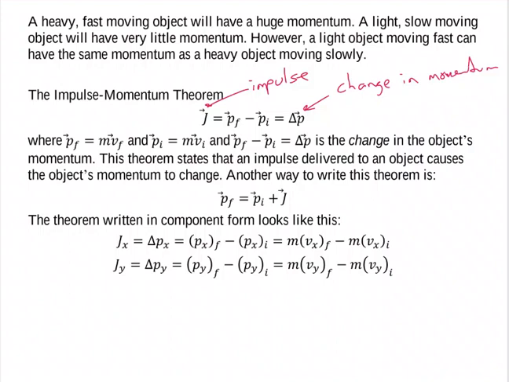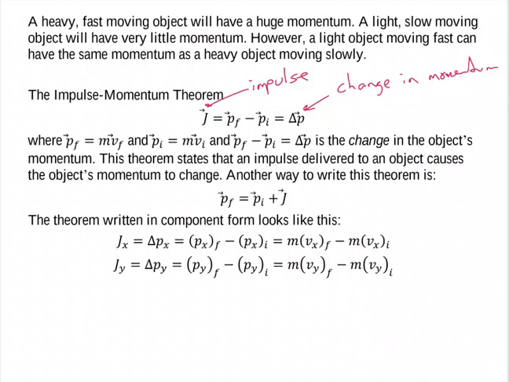Another way to write this theorem is here. Momentum final equals momentum initial plus the impulse that is delivered. And these are all vectors. So the direction of the final momentum is going to depend on the initial momentum's direction plus whatever the impulse direction was.